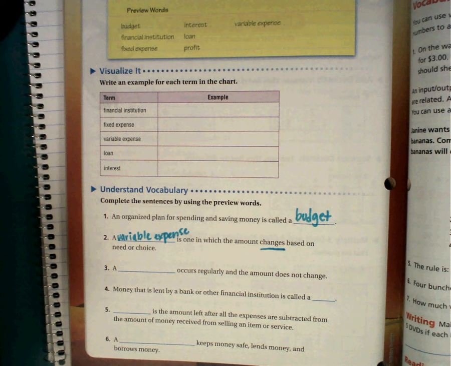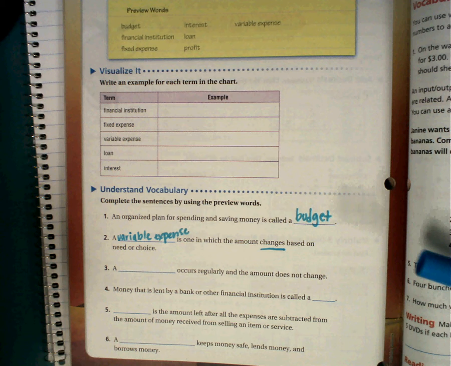So a variable expense would be how much I go out to the movies. Okay, if I go out to the movies, well, that's one of my variable expenses. But if I choose to not go out to the movies, I don't have to have that as a variable expense. So you see how it's based on my need or my choice? It's not something I have every single month or every single day, right?